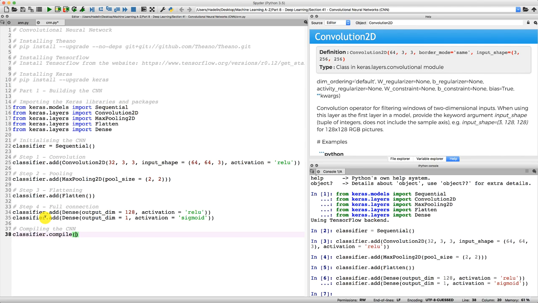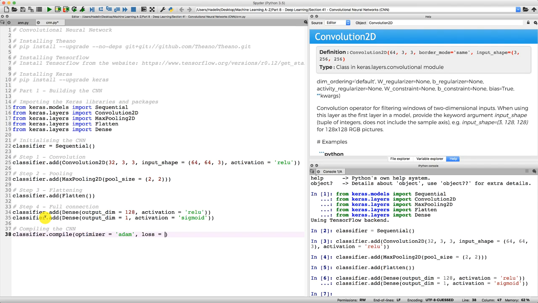So let's start with the first parameter. The first parameter is optimizer. Here we go, equals. And we're going to choose the same stochastic gradient descent algorithm as we chose in the previous section for our ANN. Remember, it is the Adam algorithm. Alright, then next argument. The next argument is the loss function.